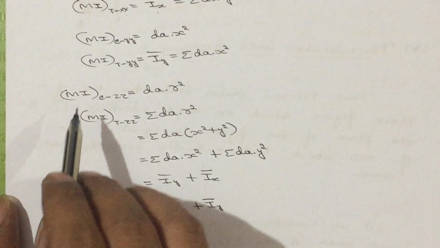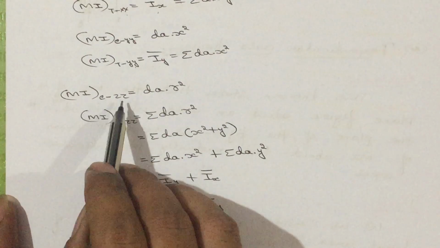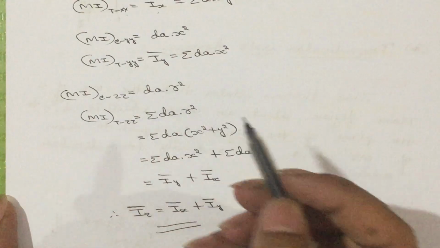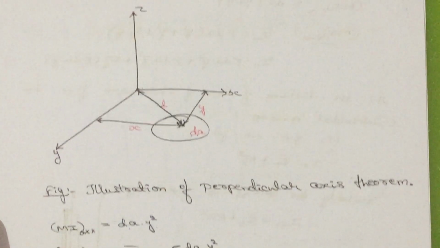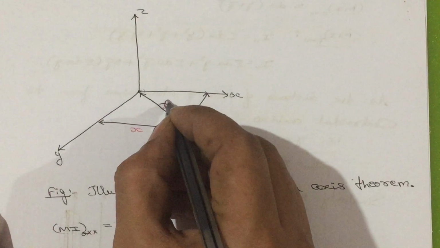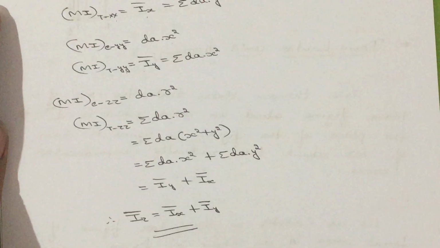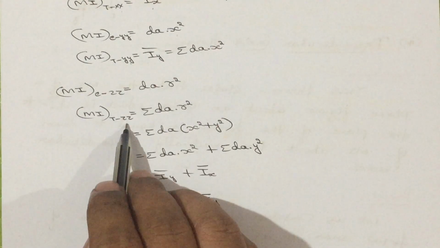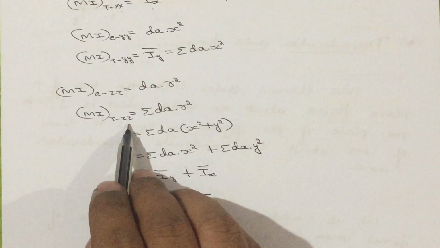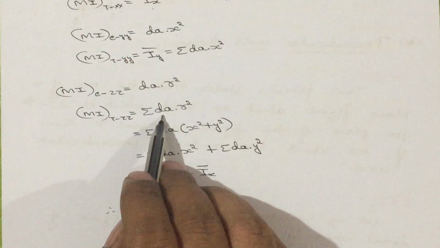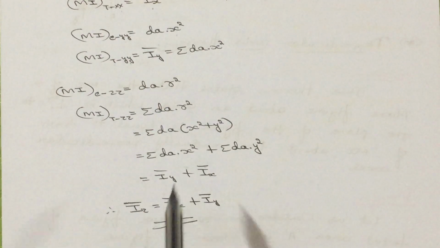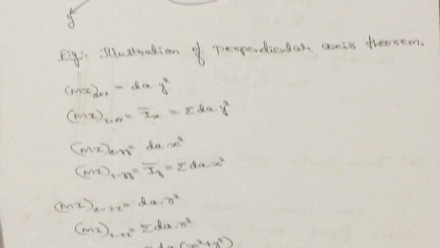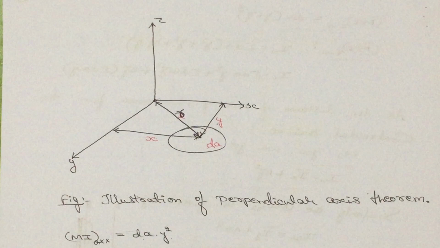Therefore, the moment of inertia of the element about the zz axis is given by dA into r square. Here I took L, you can take it as r, let it be r here. It is given by dA into r square. Therefore, the total moment of inertia of the total area with respect to the zz axis is given by the sum of dA into r square. Now, how can we write r square? We can write it as x square plus y square.